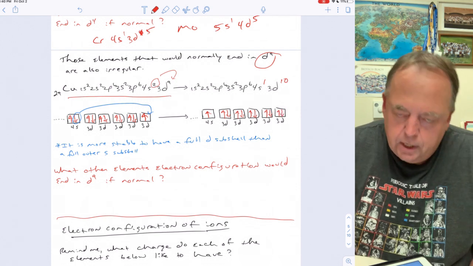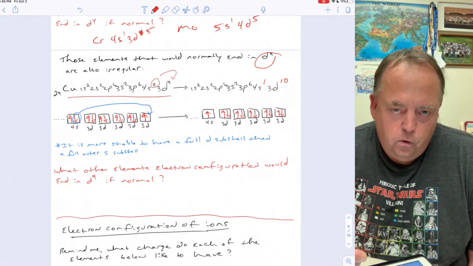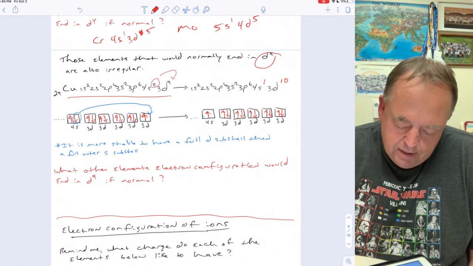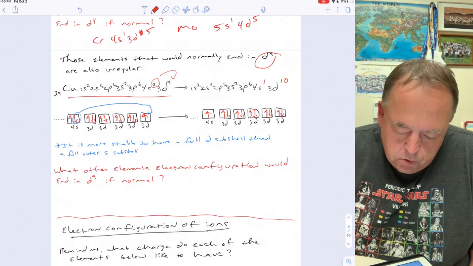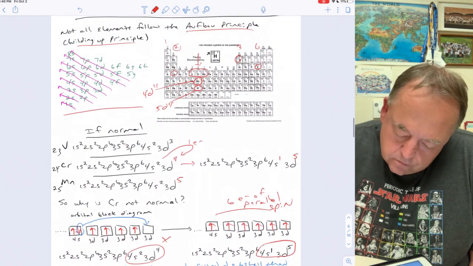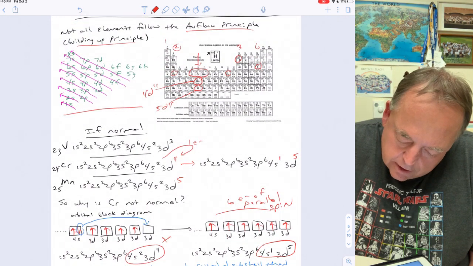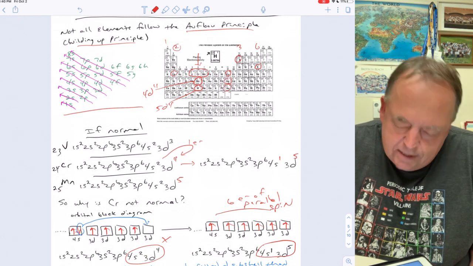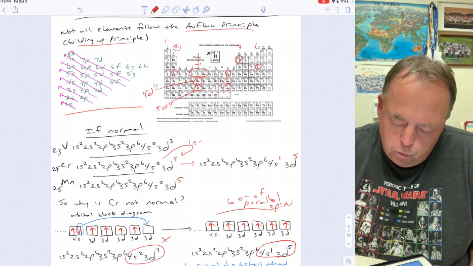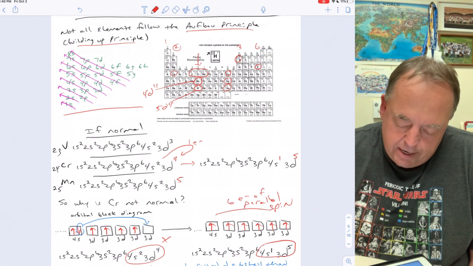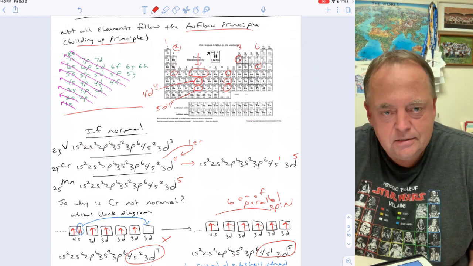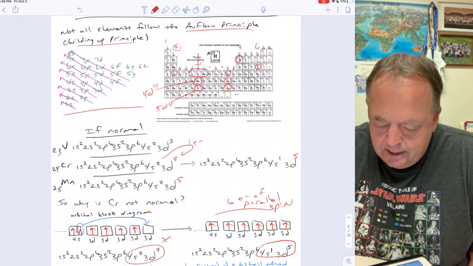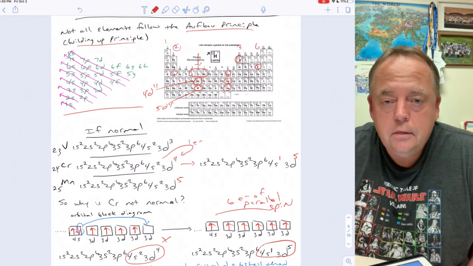So it's more stable to have a full D than a full S. So if you can take one from S and put it in D, then that's what's going to happen. So if copper is not normal, what else would not be normal? Well, copper is here. That would normally be D9. And then below that is silver, and below that is gold. So gold would not be 4D9, it would be 4D10 instead. And gold would not be 5D9, it would be 5D10 instead by taking one of the outer shell S electrons.